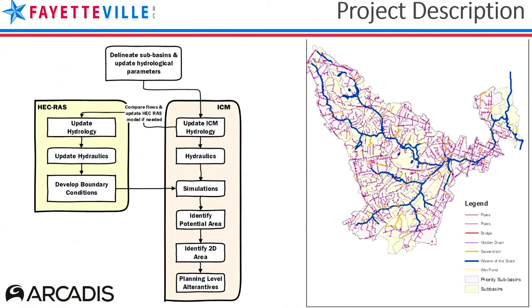Those simulations would be used to identify where overland flooding would occur. These identified areas were then reviewed to determine where two-dimensional modeling was needed. We then would need to build the two-dimensional models for those identified areas. The model simulations were then used to determine planning level alternatives.